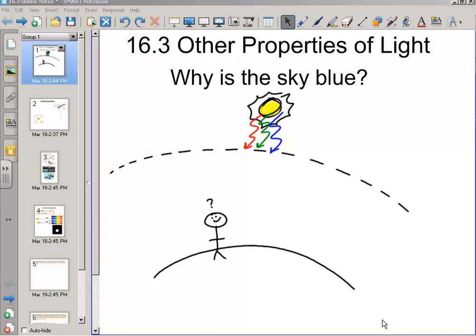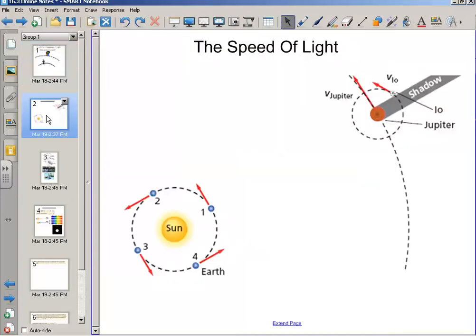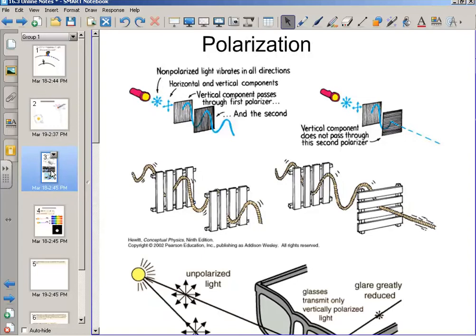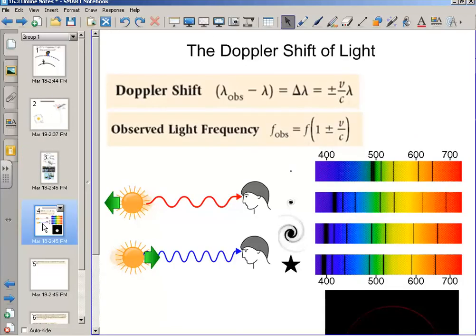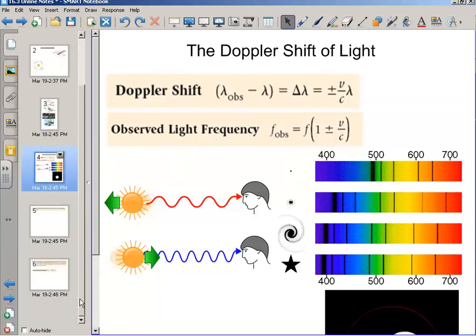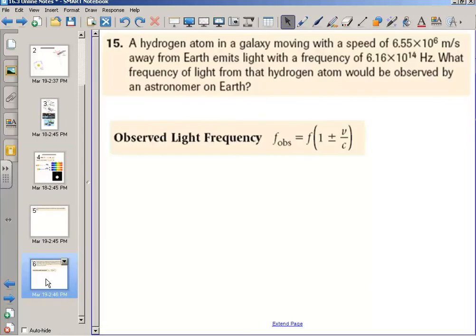All right, welcome to 16.3 Other Properties of Light. We're going to start out with why is the sky blue, how we found out the speed of light the first time, and polarization. You've probably heard about polarized lenses. How do they work? Then the Doppler shift, the stretching of waves due to apparent motion between observer and source. Then I've got two example problems that I'm going to go through.